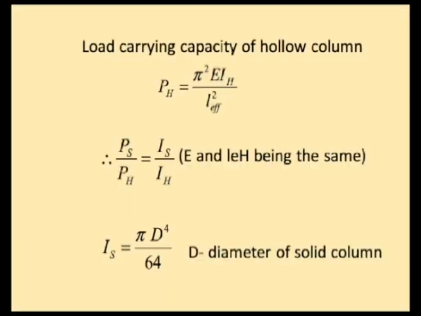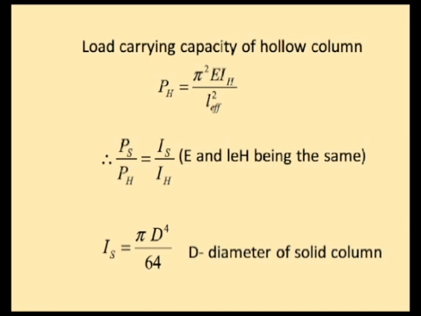Then we are interested in finding the ratio of the solid column to the hollow section. So, P S by P H is of interest. If you substitute in the formula, we will get I S by I H, E and L effective being the same. When we find the ratio of the moment of inertia of the solid section to the hollow section, that will indicate the ratio of the strength of these two columns.